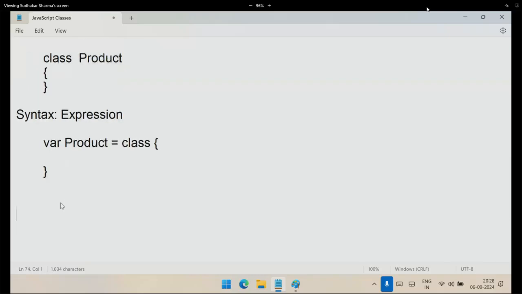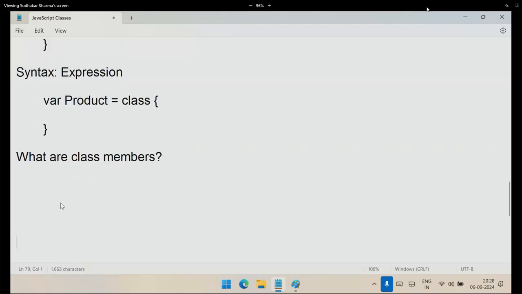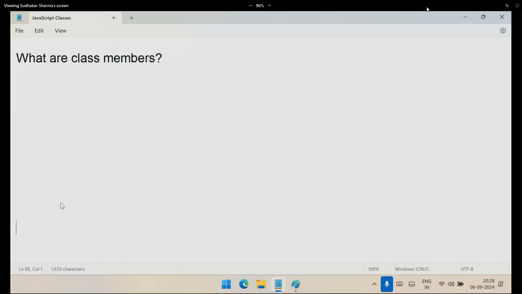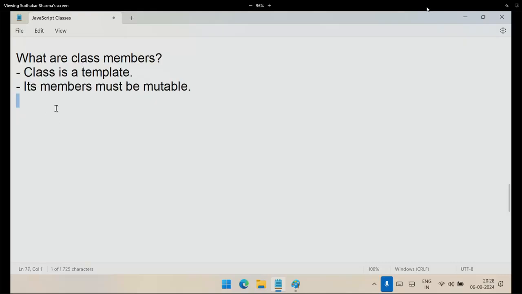Next important, you should know about class members. What type of members can you have in a class? Actually, a class is a template. So what is the point then? Its members must be mutable. Template means it can be customized according to requirement. In that case, it cannot have a member which is not changeable. That means a class member must be a mutable member.